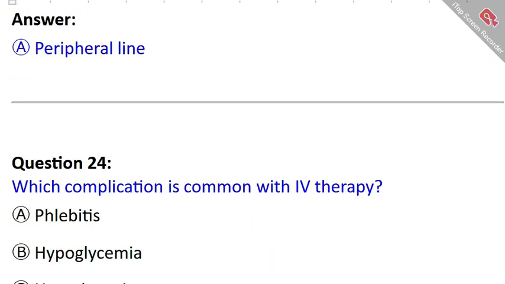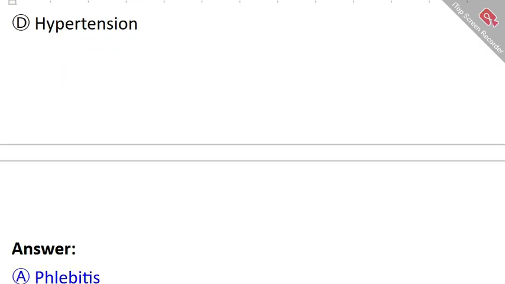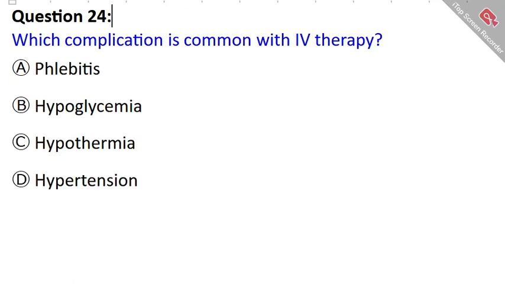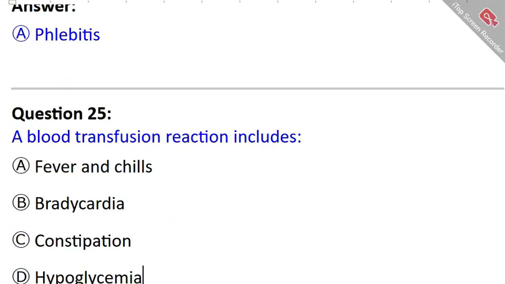Question number 24. Which complication is common with IV therapy? Read the four options. In this scenario, the correct option is option A, phlebitis. Phlebitis is a common complication with IV therapy.